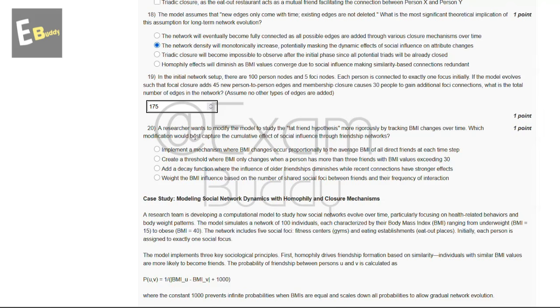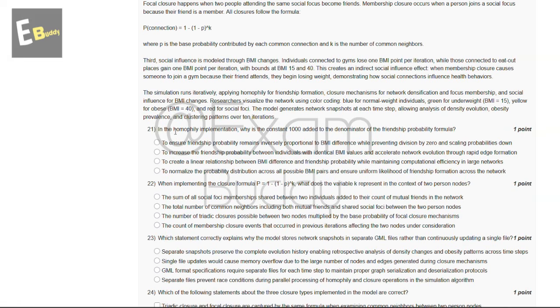And now let's go to our question number 20. A researcher wants to modify the model to study the fat friend hypothesis more rigorously by tracking BMI changes over time. Which modification would best capture the cumulative effect of social influence through friendship network? So these are the options and the answer of our 20th question is A. And now let's go to our question number 21. In the homophily implementation, why is the constant 1000 added to the denominator of the friendship probability formula? So these are the options and the answer of our 21st question is A.